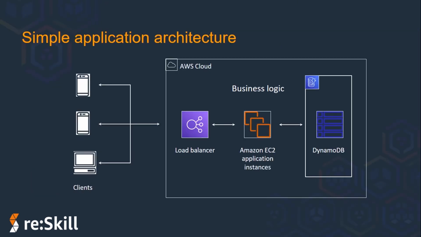Let's have a look at a few examples for this. You can see a very simple application architecture where again the user requests are coming for our application and are received by a load balancer, which forwards them to underlying EC2 instances and distributes them evenly among them. And for the database they are using DynamoDB. So all the data is getting stored in DynamoDB over here.